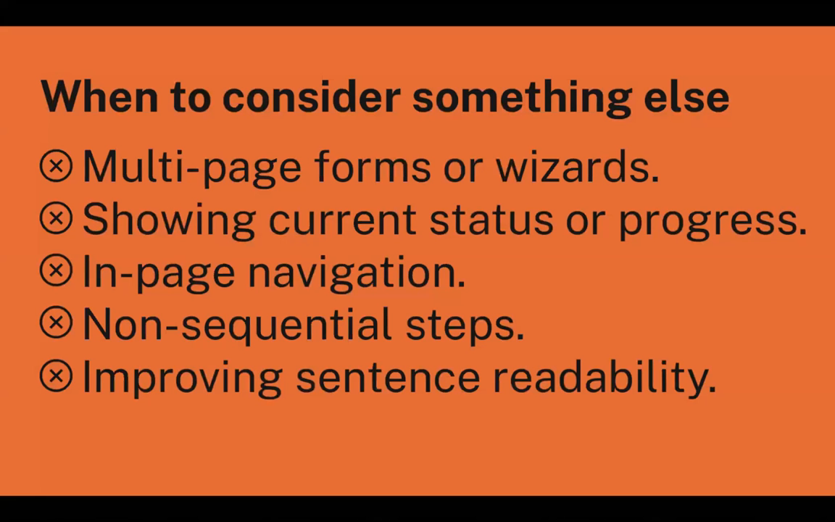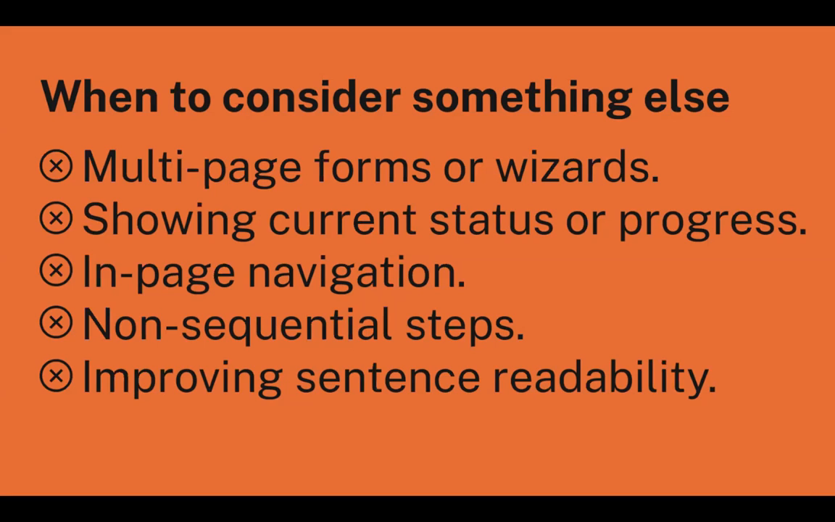When would you consider something else? If you've got a multi-page form or a wizard, that's probably a case for the step indicator component to help users work through a multi-stage, multi-page form. You'd use something else if you want to show current status or progress. That's another case for the step indicator. If you're trying to show in-page navigation, the process list is really for just calling out stages and not necessarily explicitly for navigation. Use the side navigation instead.